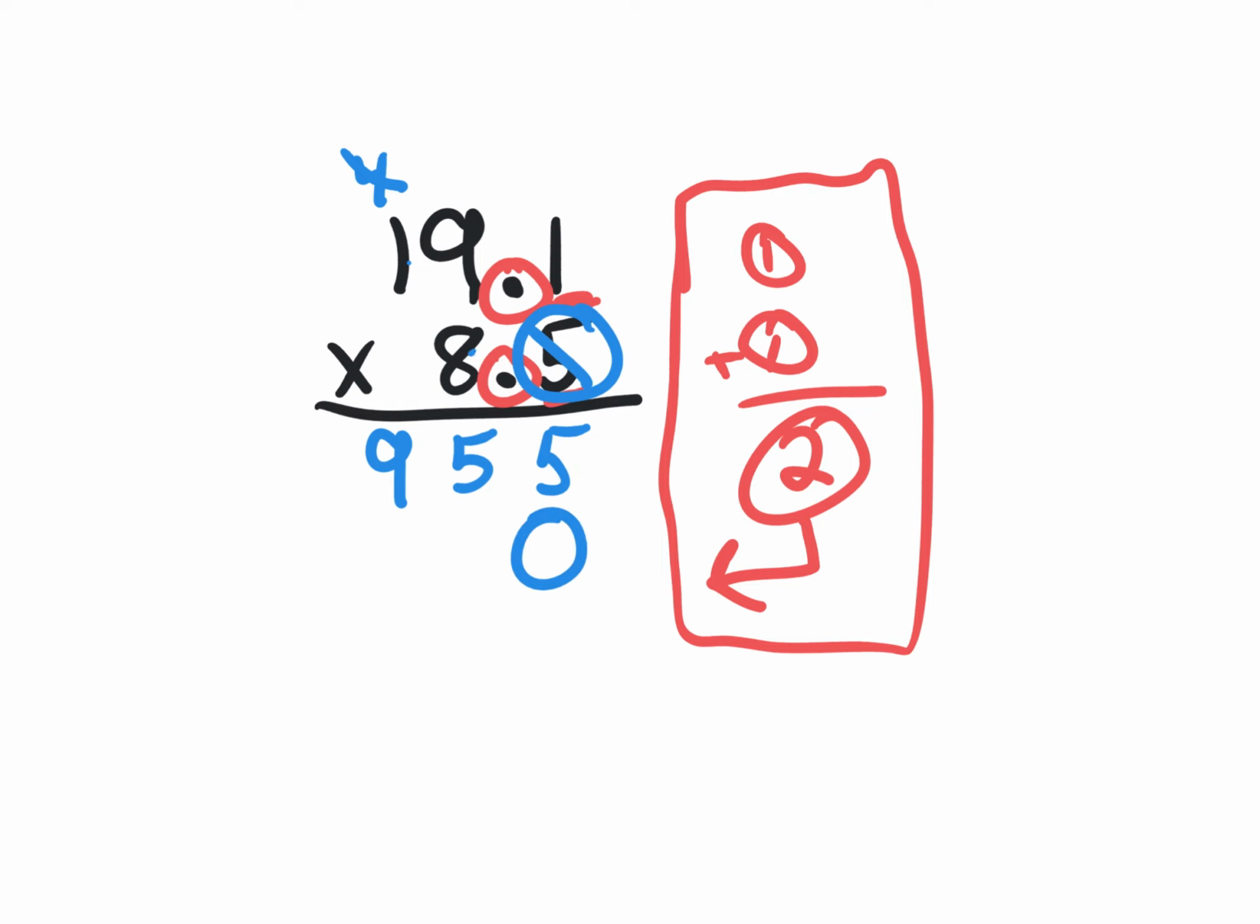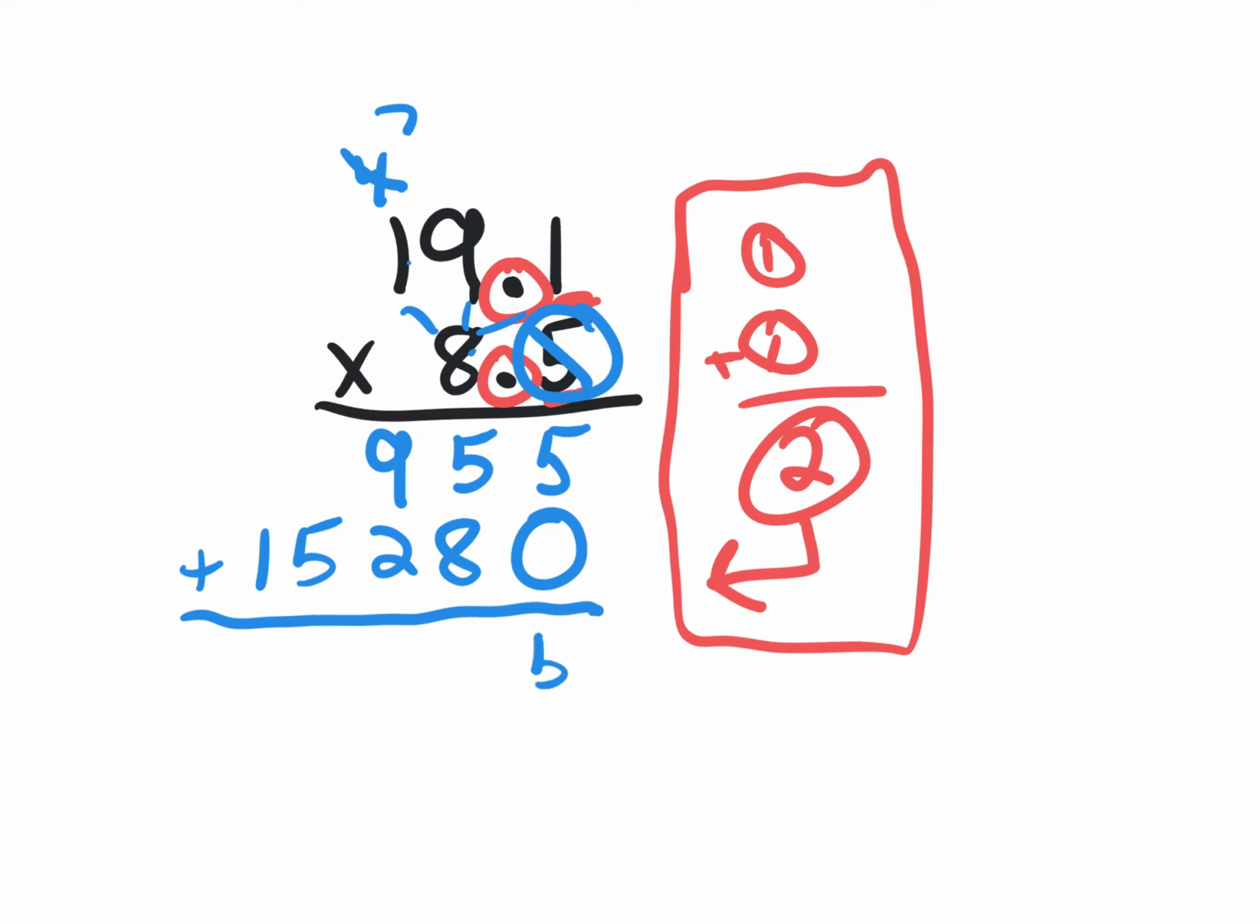Now we're going to distribute the 8 to the 1, to the 9, to the 1. So 8 times 1 is 8. 8 times 9 is 72. We're going to carry the 7. 8 times 1 is 8, plus the 7 is 15. And we're going to add up these two numbers, which are called our partial products.